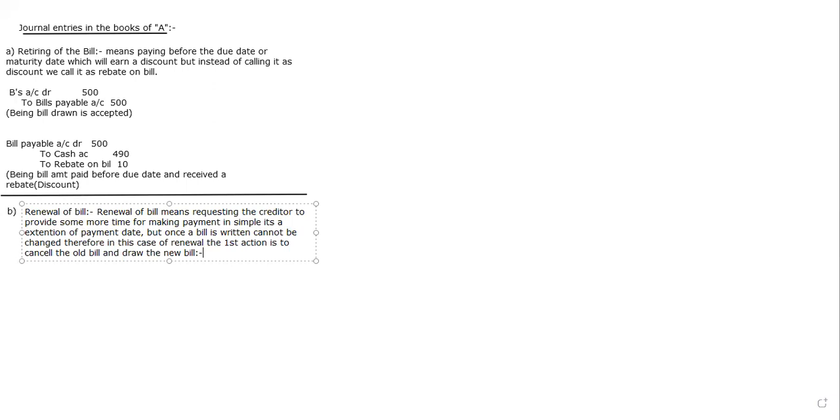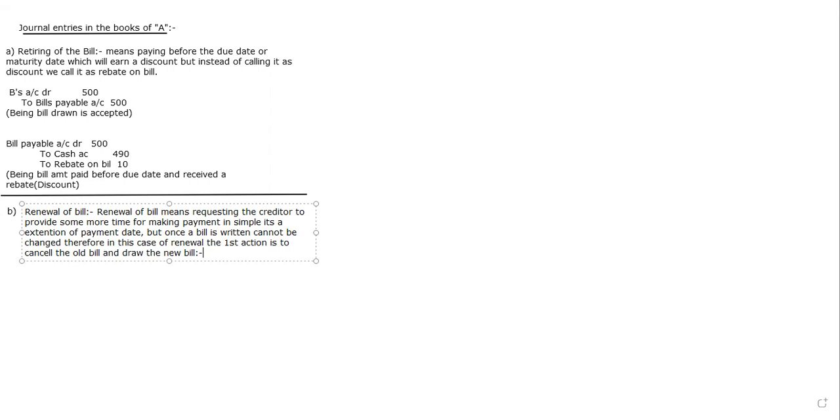A renewal of bill is usually an extension period. So C accepted that he will make me the payment of 400 rupees, but he could not make it within the 3 months or 1 month, whatever time period I gave. So what he requested is, I cannot pay you right now, I want you to extend some more time. Give me 2 more months. You extend the time in the bill. But once the bill is written, I can't strike it off.